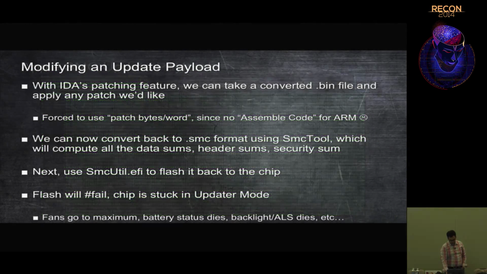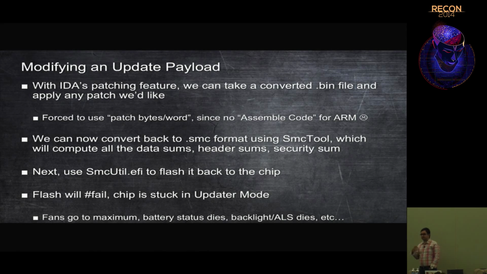And I wrote a tool to do exactly that. So basically, I took IDA, took my bin file, and patched a simple routine, a simple address. Now, unfortunately, IDA's assemble code doesn't actually work on ARM. It says this is not supported on this processor module. So Igor, please make that work. So you can only patch it with bytes or words. So I took a simple byte, patched it, converted from bin back to SMC with the tool that I wrote, and then used SMC util to flash my new payload.